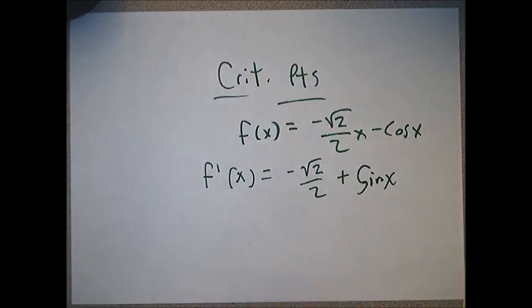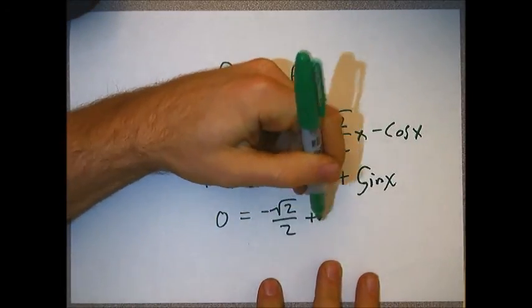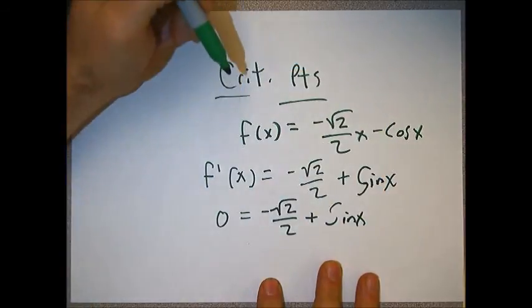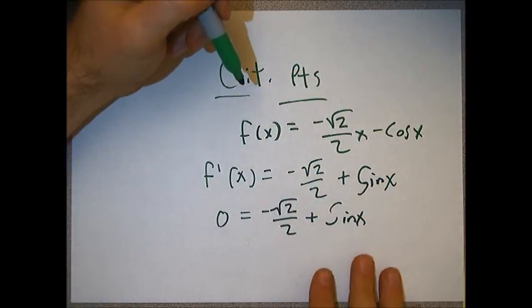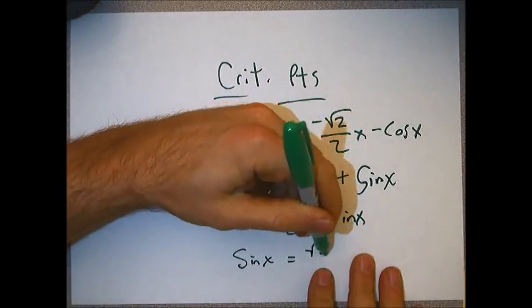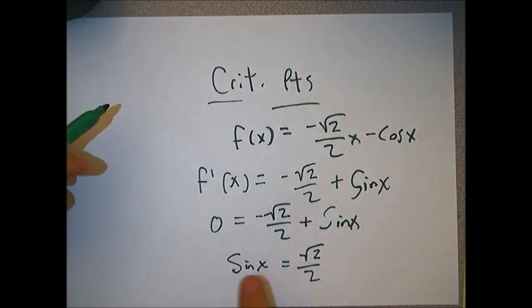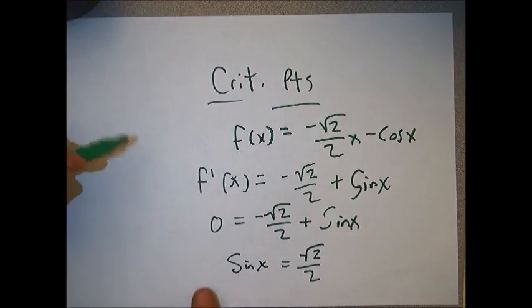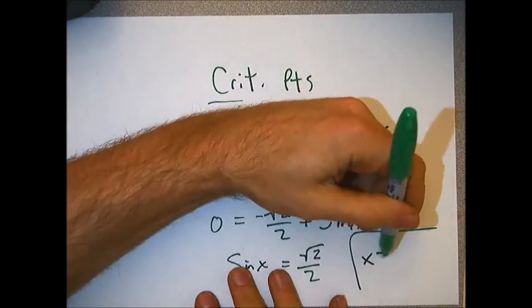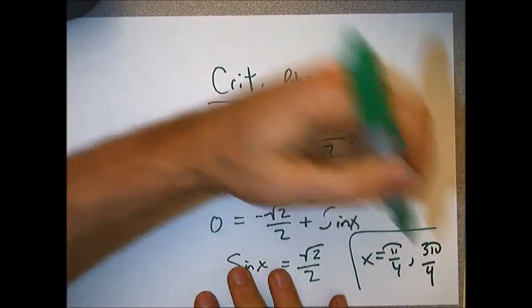When I want a critical point, it means I want to set this equal to 0. So if I set this equal to 0, 0 is equal to negative root 2 over 2 plus sine x. To solve this, you want to take the root 2 over 2 over. So in reality, sine x is equal to root 2 over 2. And then when you solve this, you're just asking yourself where on the unit circle is sine equal to positive root 2 over 2. And in this case, that would happen if x is equal to pi over 4 and also at x is equal to 3 pi over 4.